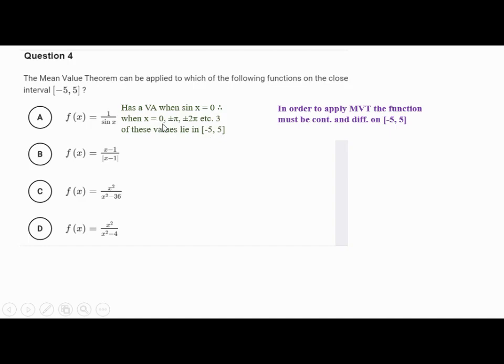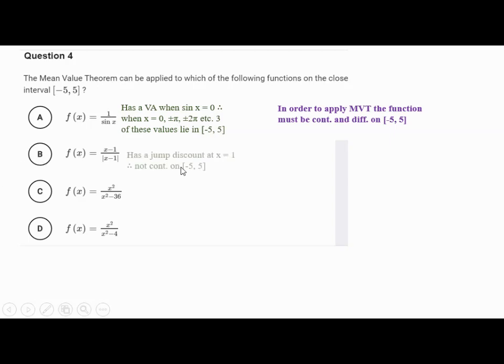And that would be specifically 0, plus or minus pi, because that's 3.14. So I have negative 3.14 and positive 3.14. 2 pi is 6.28, so it would not lie within that interval. But here I've already got 3 values of x. That is not continuous. And since it's not going to be continuous there, you can't apply the mean value theorem.